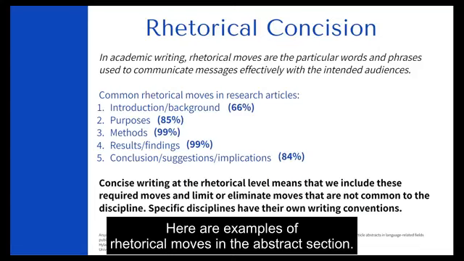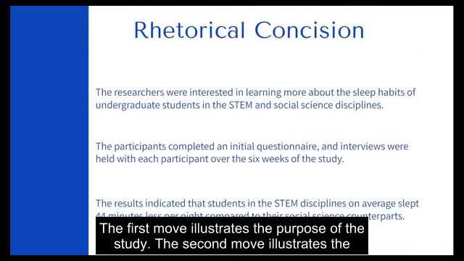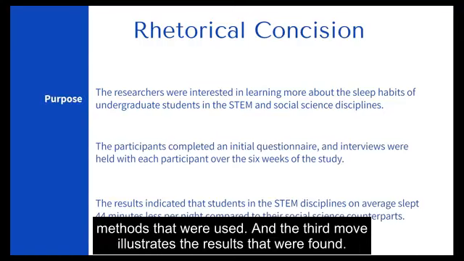Here are examples of rhetorical moves in the abstract section. The first move illustrates the purpose of the study. The second move illustrates the methods that were used. And the third move illustrates the results that were found.